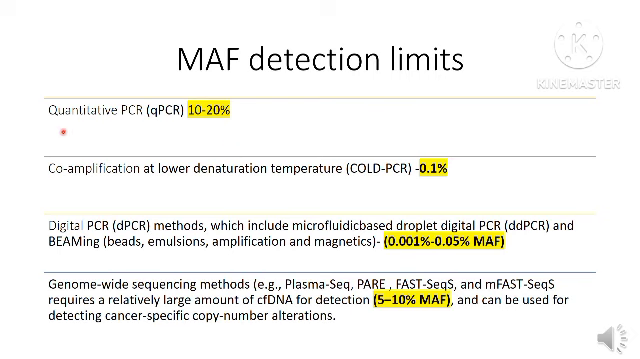So this slide shows various platforms and the detection limit of MAF. For quantitative PCR it is 10 to 20%. For COLD-PCR it is 0.1%. For digital PCR and BEAMing it is 0.001 to 0.05%. For genome wide sequencing methods it is 5 to 10%.